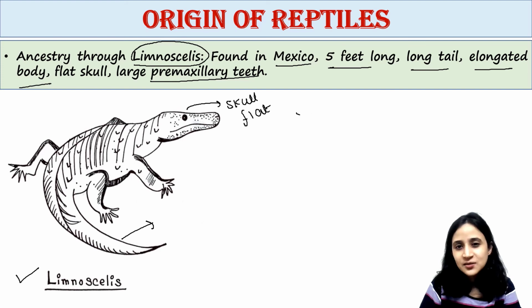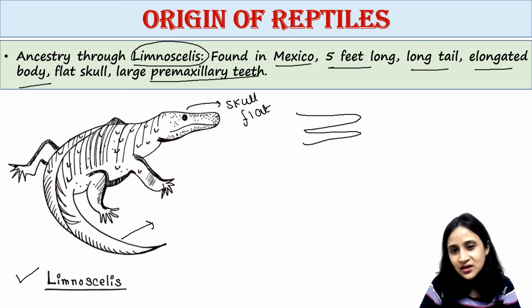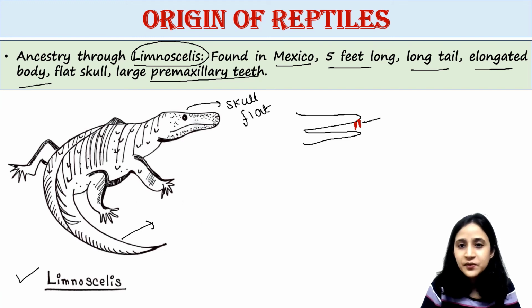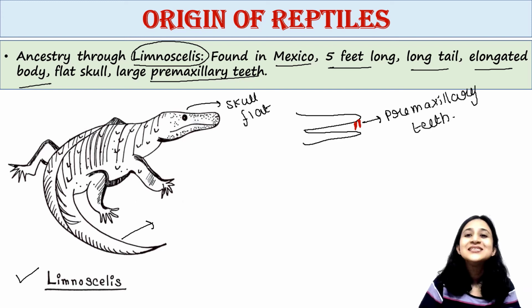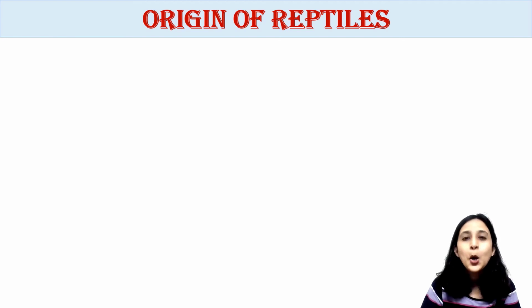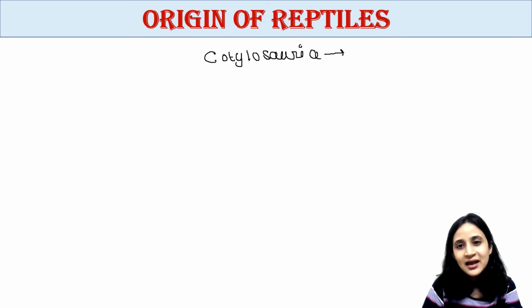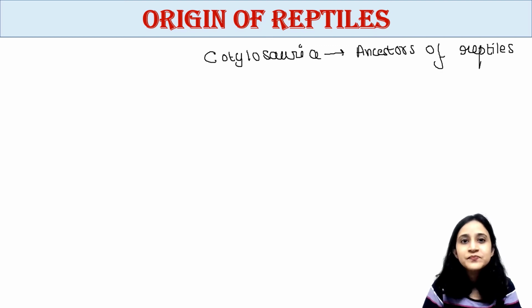So premaxillary teeth were found in the upper jaw. Suppose this is the upper jaw, this is the lower jaw. So here they had teeth. These are premaxillary teeth. So some workers believe that Cotylosauria were ancestors of all reptiles. They were separated into 2 divergent evolutionary lines, like that.